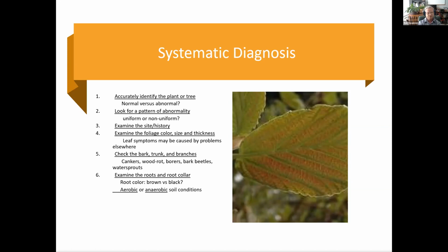So try always to get that site history stuff. Examine the foliage color, the size, the thickness of the leaf. Leaf symptoms may be caused by problems elsewhere.